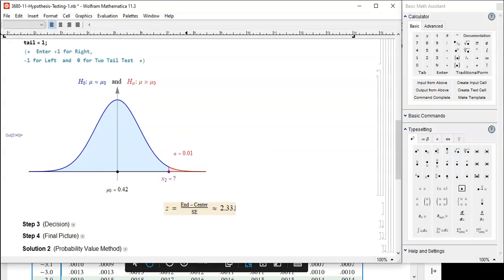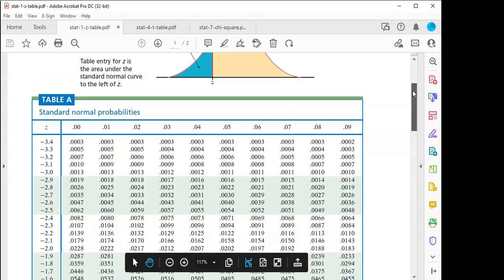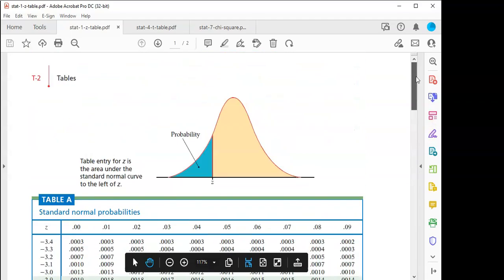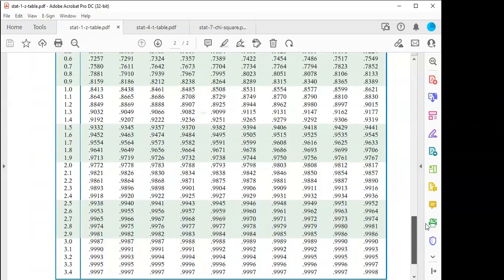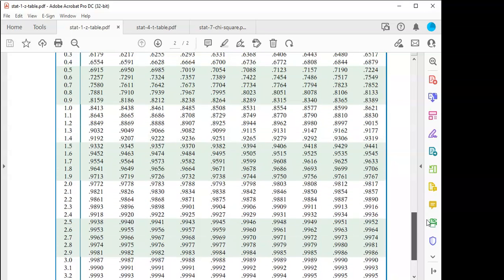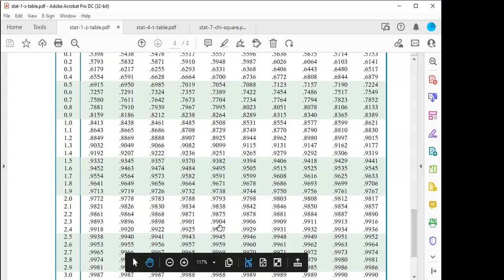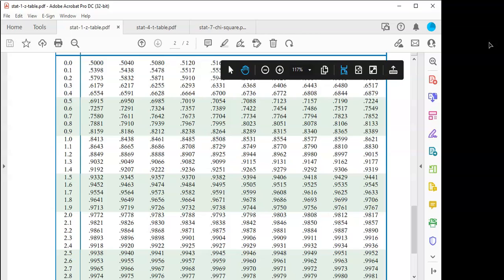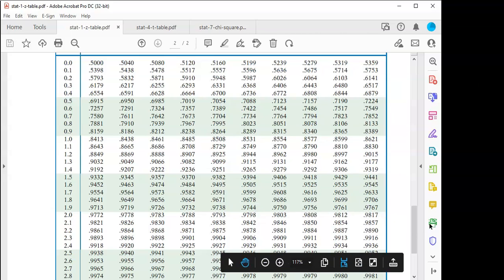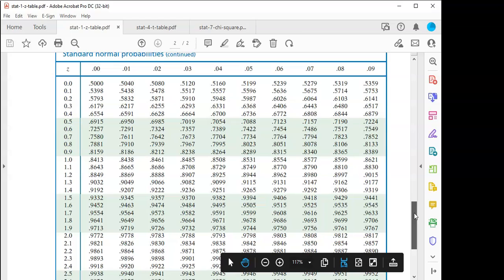Let's see. So 1% to the right, so I must find 99%. Right here, 0.9901. So 0.9901, that's the closest. That's 2.33.